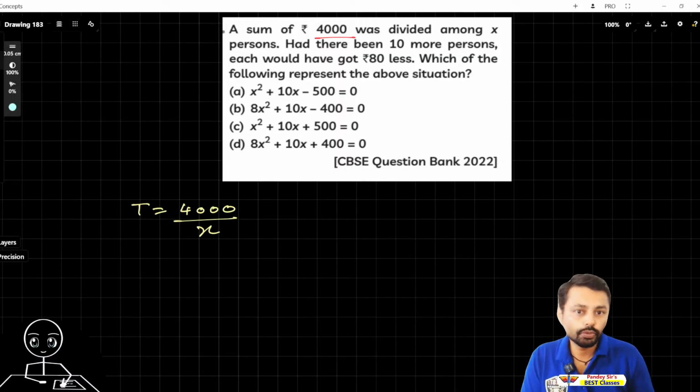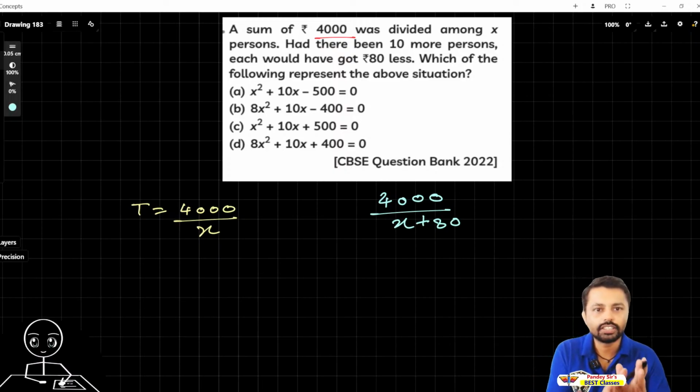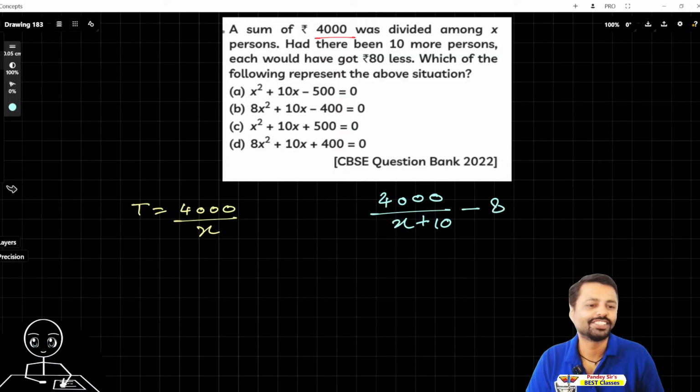So for 10 more people, it is 4000 by x plus 10. They will get 80 less in total. So 80 less they will get means minus 80.